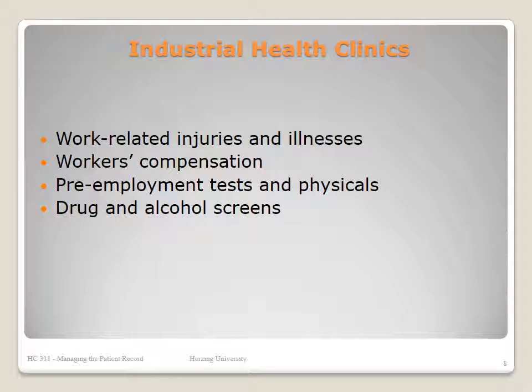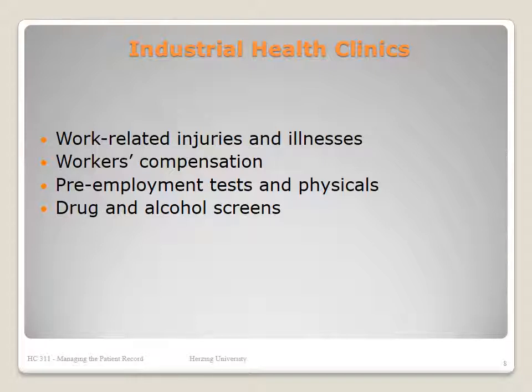Industrial health clinics can be located within a business setting like a factory, or can be a separate clinic. They emphasize employee health and safety. They will treat workers injured on the job or that contract illnesses on the job. They are also involved in workers' compensation, providing documentation as to how an injury occurred and how it was treated. They also release employees that have been out of work due to illness or injury.